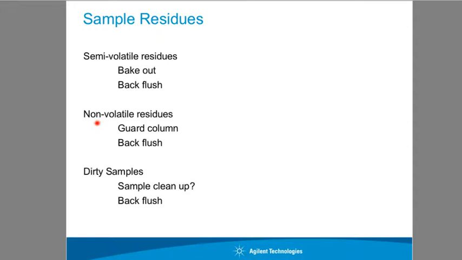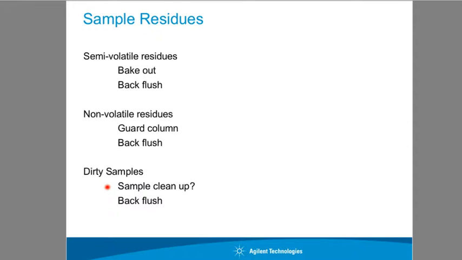Non-volatile residues, we could use a guard column, just provide some surface area for them to fall out on, so we're not throwing away an analytical column quite as often. Again, maybe backflush. If they just get in there, it should be simple enough to push them right back out before they migrate anywhere. And then, of course, if we have dirty samples, sample cleanup.